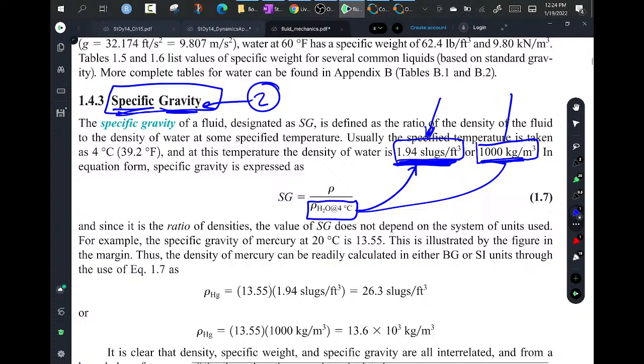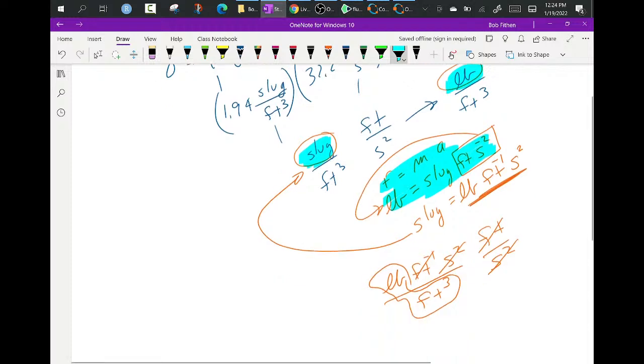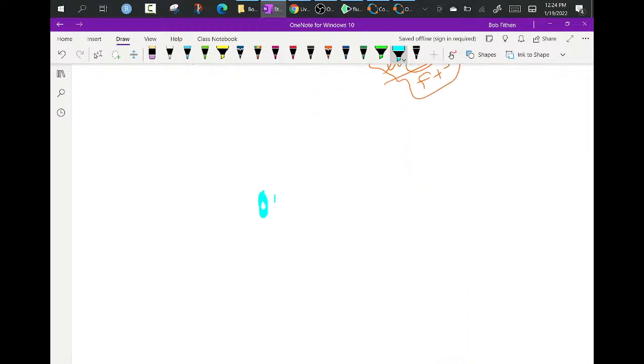So specific gravity, what does that mean? Something weighs less than, for example, oil. If you put oil and mix it with water, it won't mix. The oil kind of floats on the top. So here's your oil, there's your water.